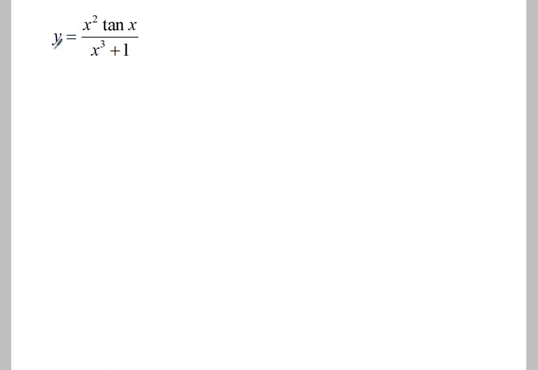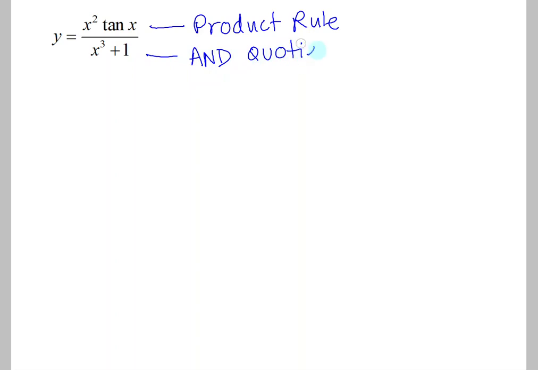Let's take the derivative of y equals x squared times tangent of x divided by the quantity x cubed plus 1. Notice that in the numerator, we said x squared times tangent x. Two things multiplied that both have x's. That numerator is going to require a product rule. But notice that we also said divided by this quantity that has x in it. So because of that, we also need the quotient rule.